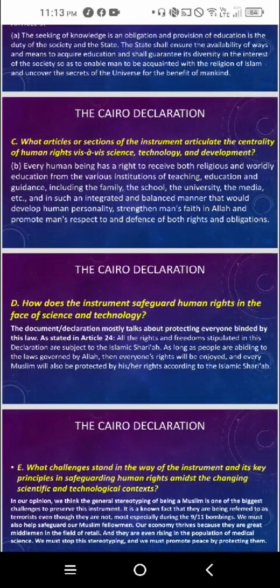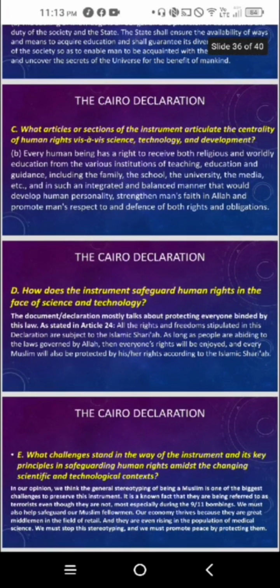What articles or sections of the instrument articulate the centrality of human rights via science, technology, and development? Every human being has a right to receive both religious and worldly education from the various institutions of teaching, education, and guidance, including the family, the school, the university, the media, etc. In such an integrated and balanced manner that would develop human personality, strengthen man's faith in Allah, and promote man's respect to a defense of both rights and obligations.